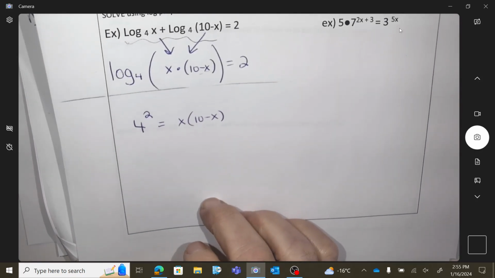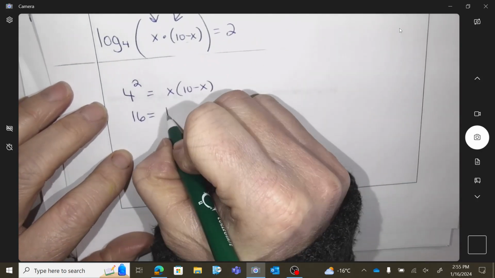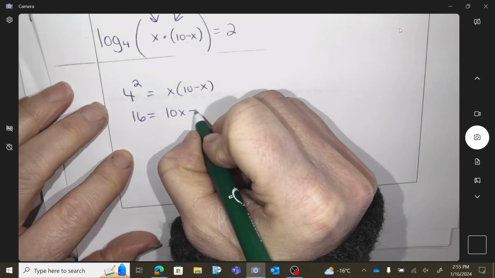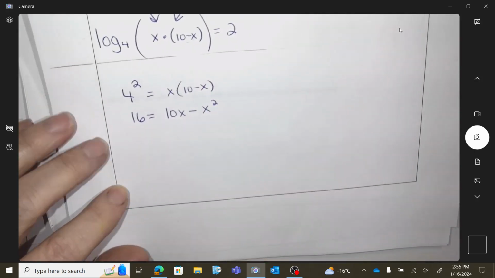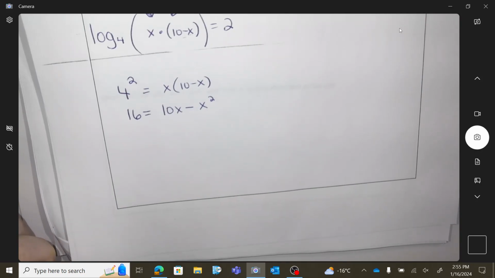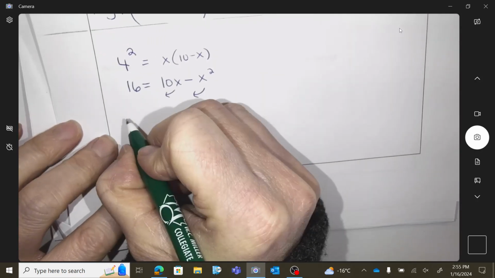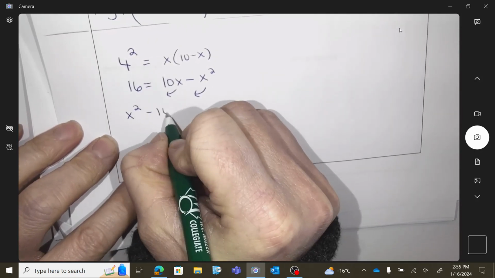Okay? So 16 equals 10x minus x squared. Nico? Equals 0. Nice, Nico. I don't like the negative over there.